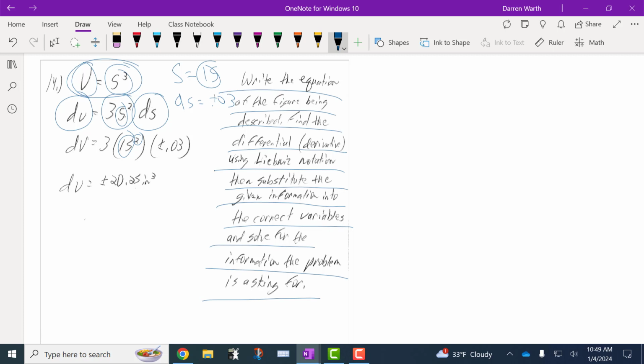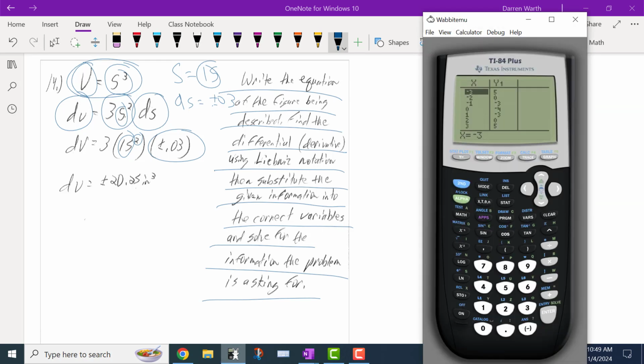So that's plus or minus, because it could be bigger, it could be smaller. I substitute that in. I multiply all those together, so I got 3 times 15 squared times 0.03. So just take your calculator, type that in. So we'll take 3, and we'll times 15 squared times 0.03. And get 20.25, and remember that is plus or minus. So the difference in the volume could be plus or minus 20.25 inches cubed.